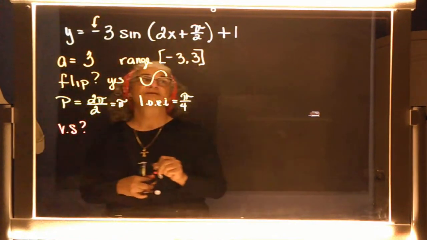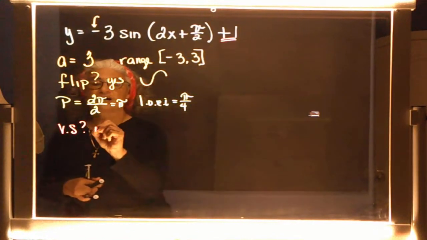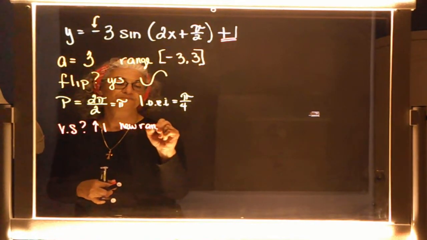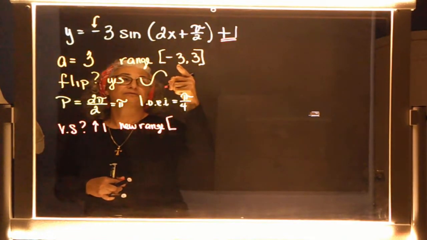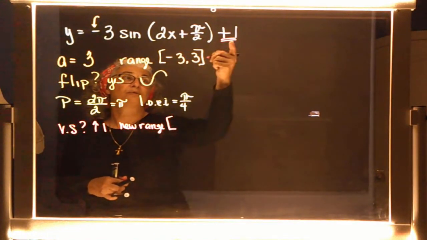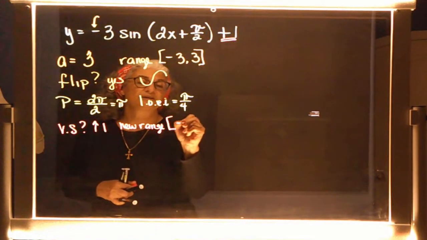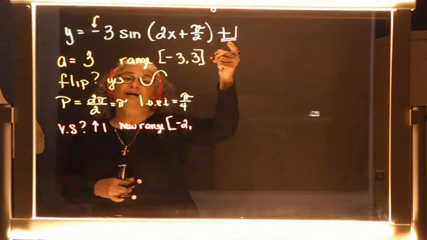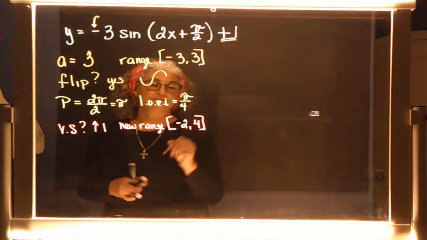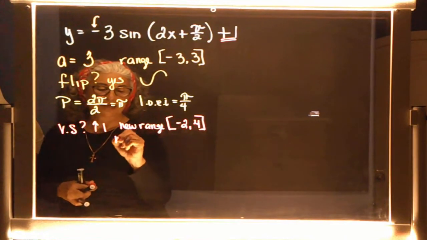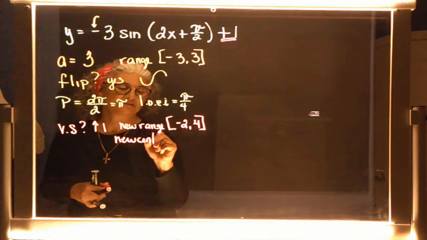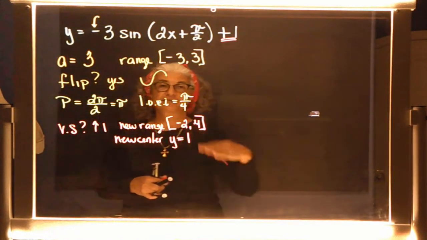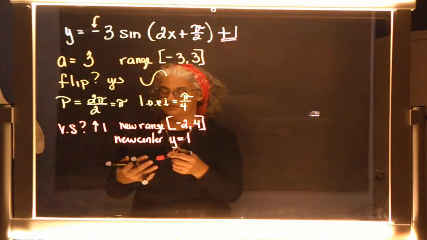Next thing, yeah, vertical shift. Do we have one? Yes, we do. It's going up 1, isn't it? Which means we have a new range, don't we? So, it started at -3, the range, but if it goes up 1, you're starting at -2. It ended at 3, the range, but if you add 1, it ends at 4, doesn't it? Okay? And we have a new center line, don't we? Good. Y equals 1, because the x-axis is shifting up 1, isn't it?